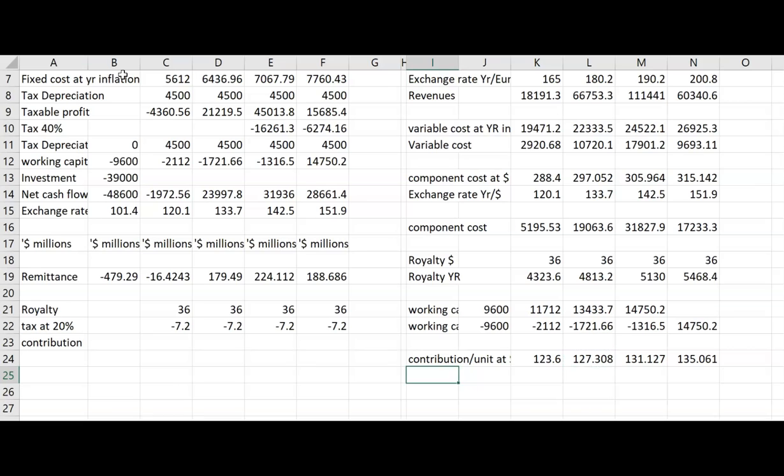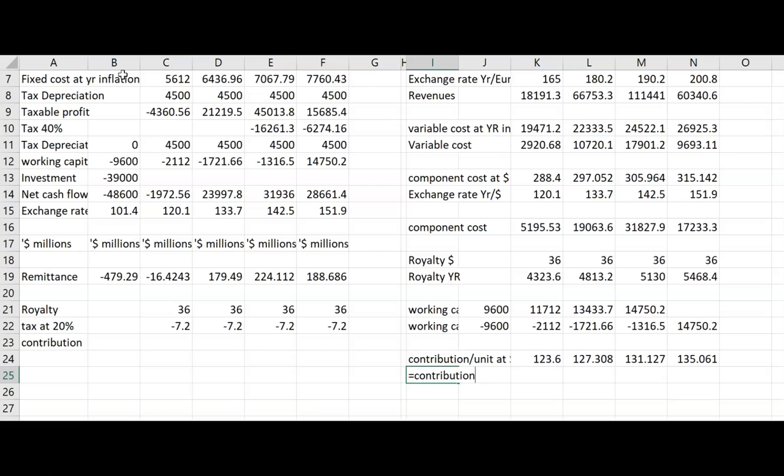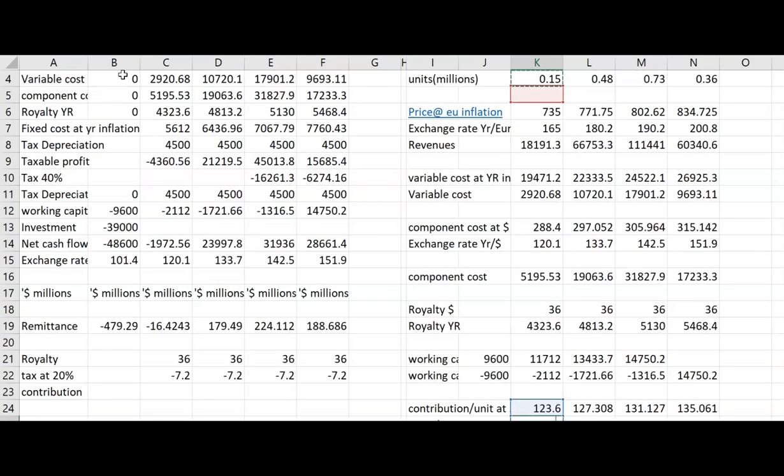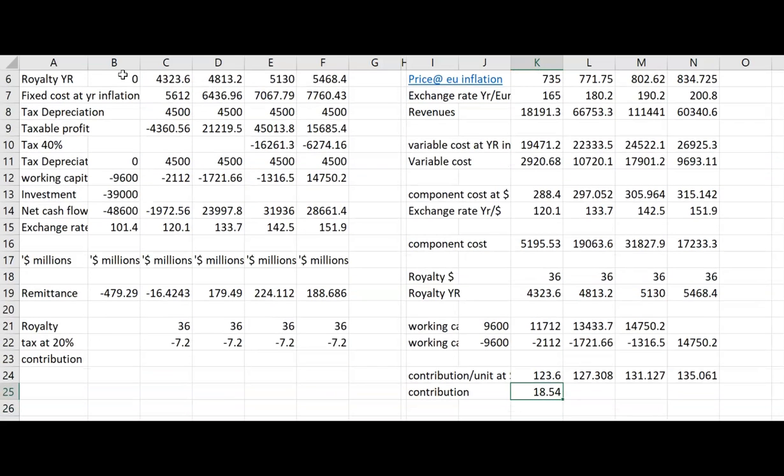Now multiply this contribution with the units. It will be the total contribution. Multiply this figure with the units, and units are written above here.